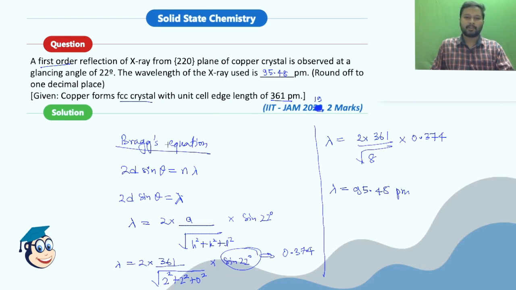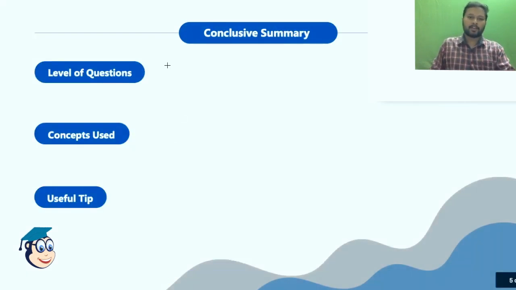That's it. So these were two questions which were asked in your JAM 2019 exam. I hope whatever I explained is clear to you and you understood it well. Let me conclude all the things. The level of the questions in this paper, I would say, was easy to moderate, because both of them were very simple questions.